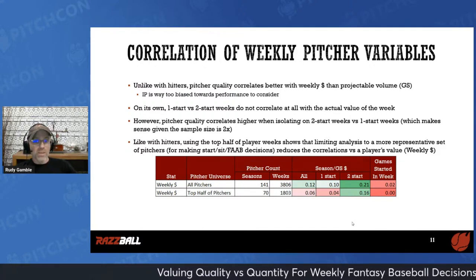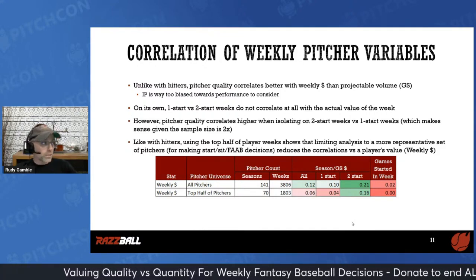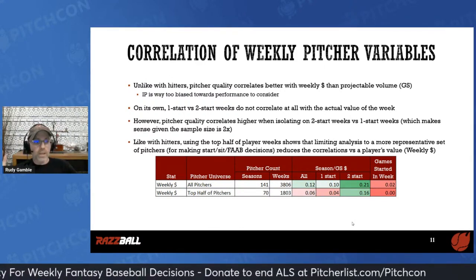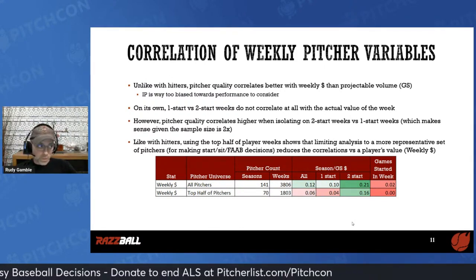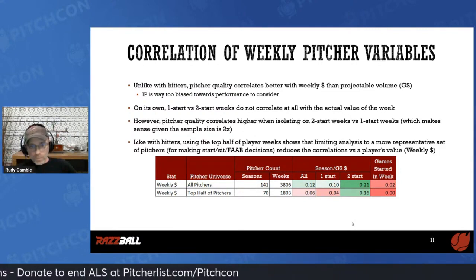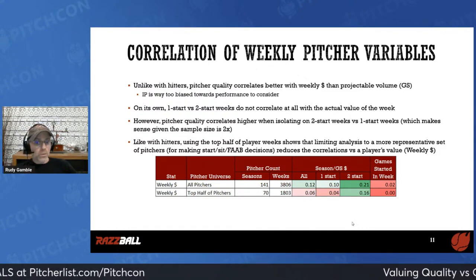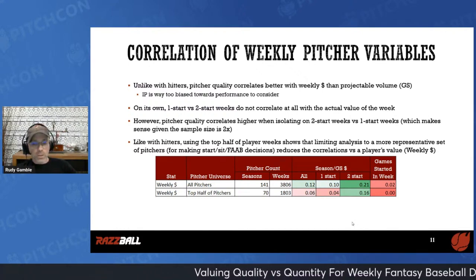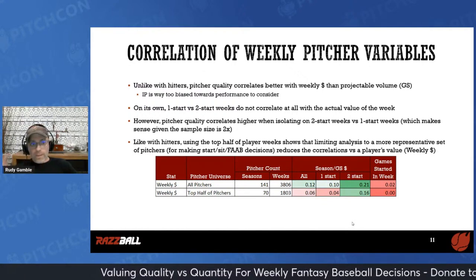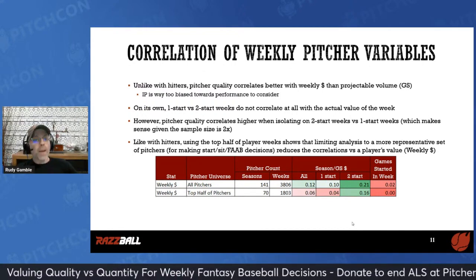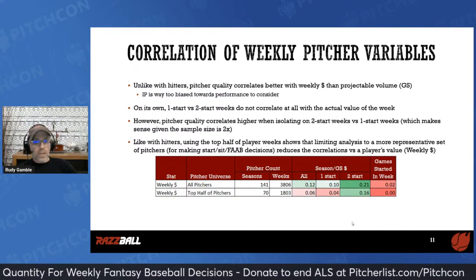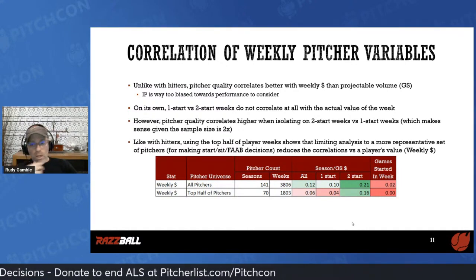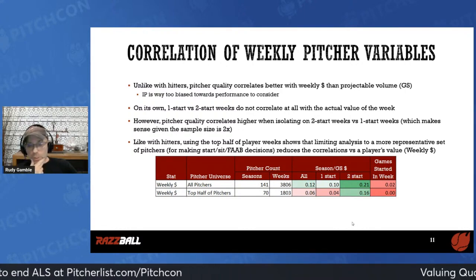Remembering that when we're talking about things like the value of a weekly start, wins play a big role, and we know that could be lucky and fluky. Even ERA is going to be really fluky. So if I knew one start versus two start weeks, I have a stronger feel. I can use skill to a greater degree in predicting it. Like with hitters, using the top half of player weeks shows that all the predictiveness goes down, although for two-start weeks, it's pretty durable there.